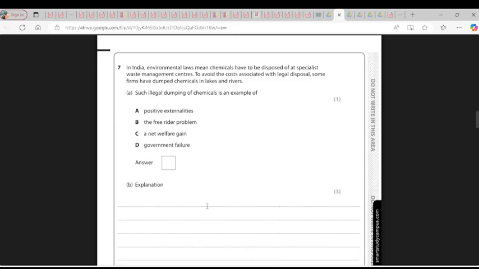So government failure occurs when the welfare gain in government intervention is less than the welfare loss of such intervention. So environmental laws are passed to protect the environment and people. So the illegal dumping, due to avoiding the cost, may lead to health issues, and that is a government failure. Do you get it? Is it clear? Yes. So go to question 8.